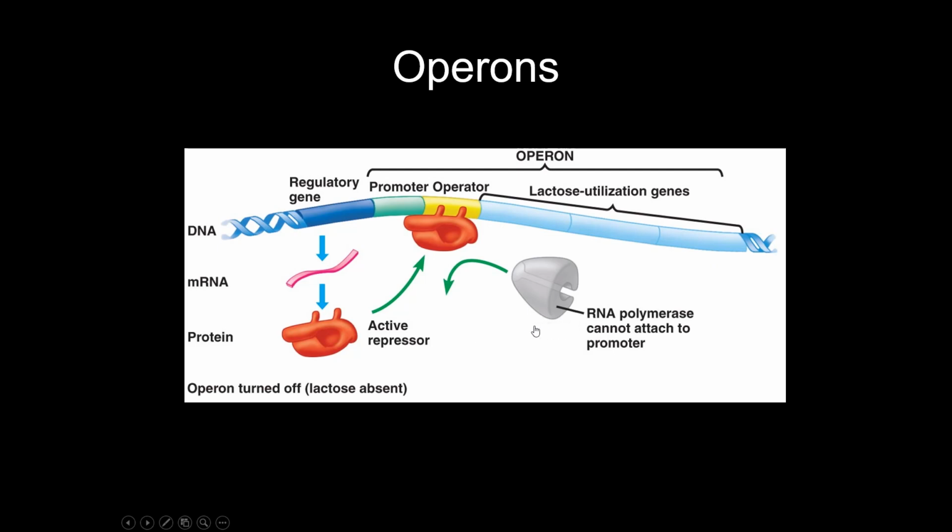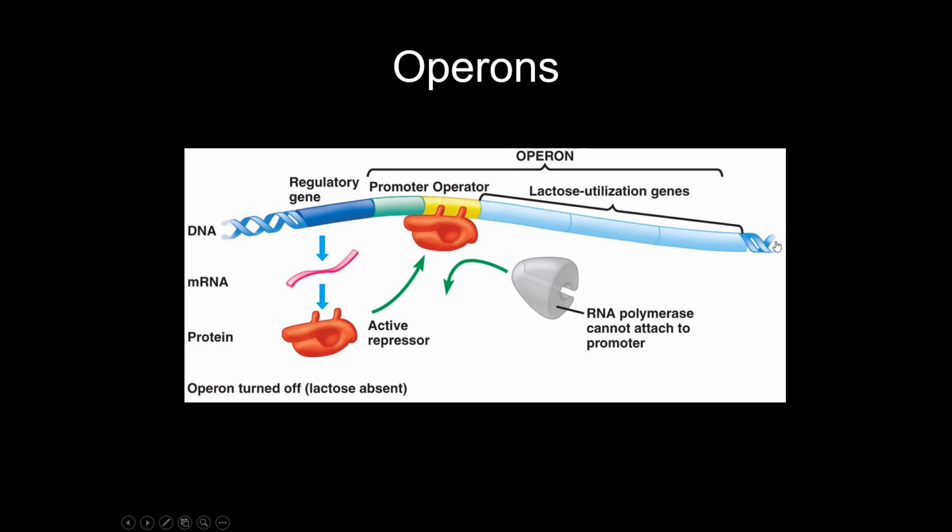So E. coli lives in your gut. If you are not a dairy eater, that means you don't give your body a lot of lactose, which is the sugar present in dairy products. Well, why do they need to make enzymes to break down lactose if you're not providing them with any lactose? A repressor binds to this and they stop making those enzymes to break it down.